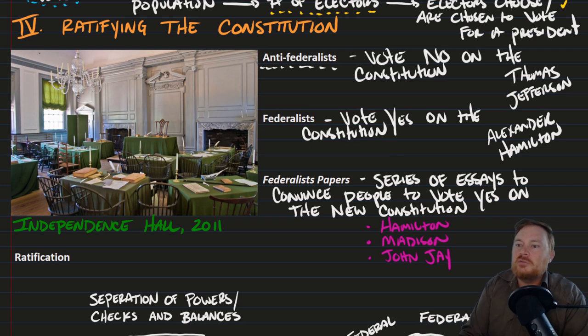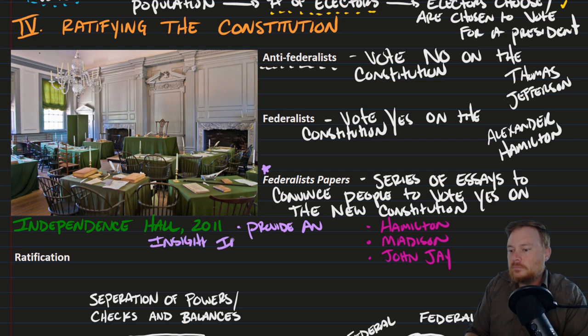One way in which the Federalist Papers are especially useful today is that they provide an insight into the minds of the founders.